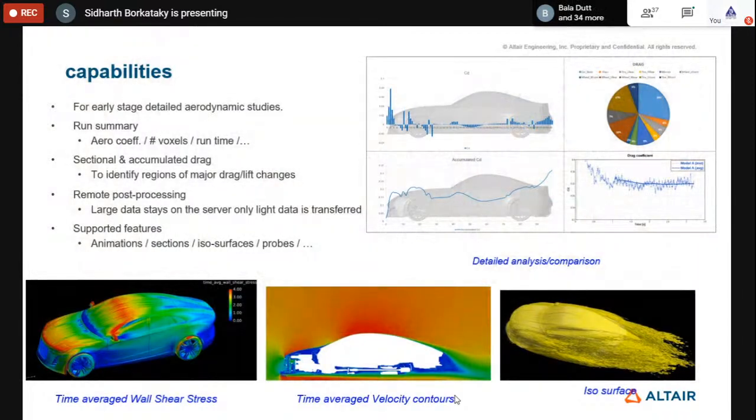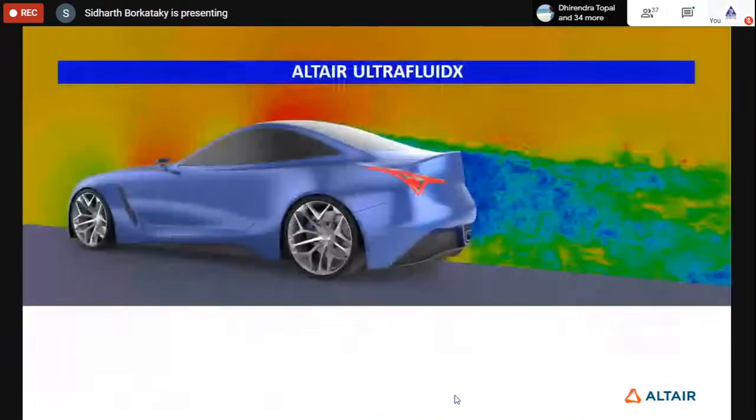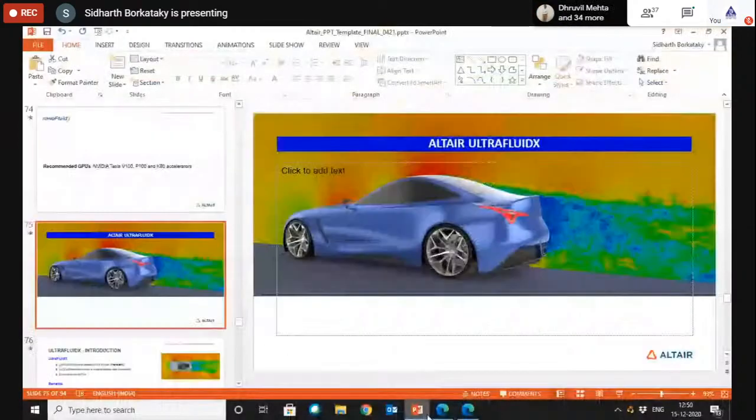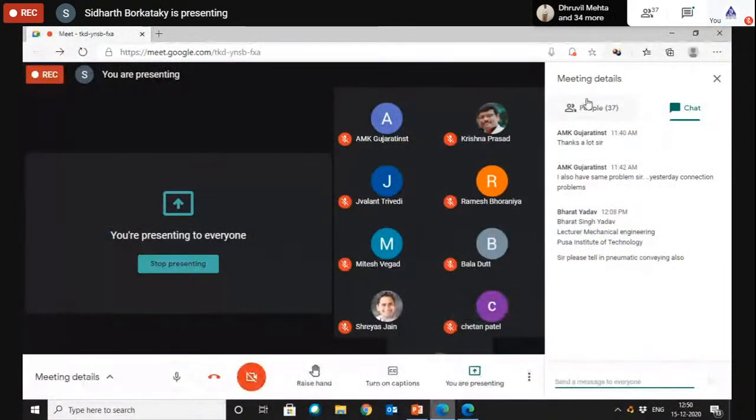So this is all for today's presentation on different discretization techniques. We started with ActiveSolve, which is a finite element based discretization technique. Then the lubrication work, which is based on smoothed particle hydrodynamics. And this is ultraFluidX, which is again based on a different discretization approach, the lattice Boltzmann method. I'd be happy to take questions.